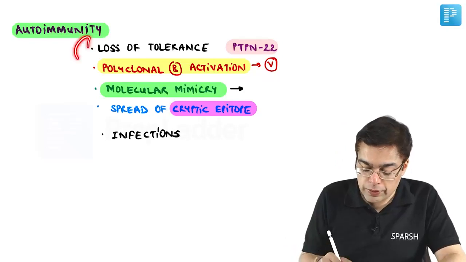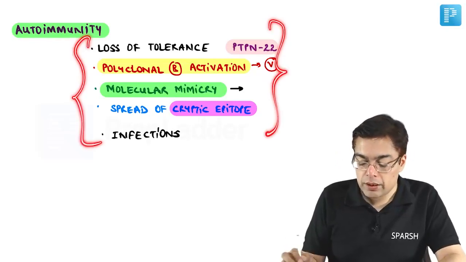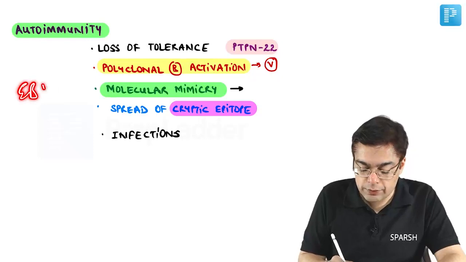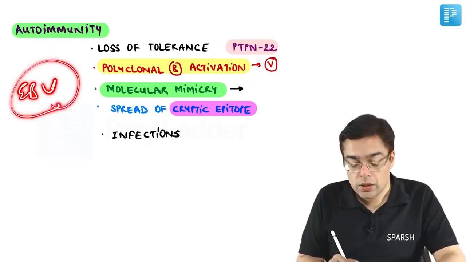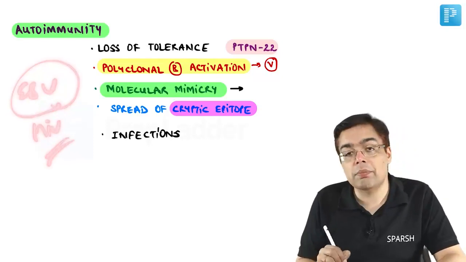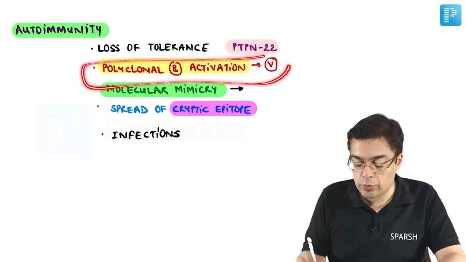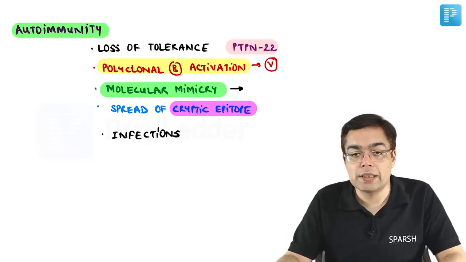Now, with respect to all these mechanisms, questions have been asked in the exam, but specifically the questions have been asked with respect to Epstein-Barr virus as well as HIV contributing to development of autoimmune disorders, and that is contributed because of the polyclonal B cell activation.